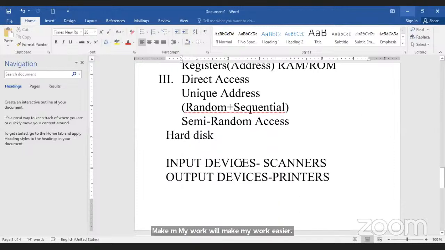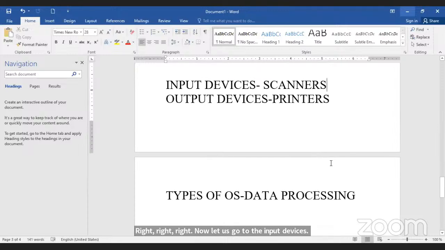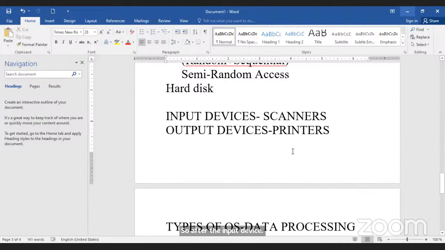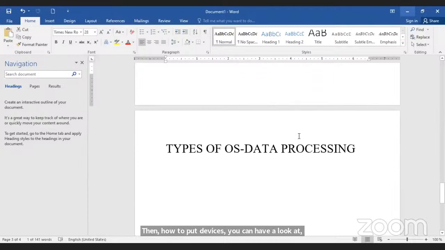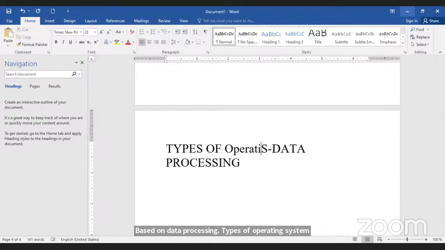Right. Now let us go to the input devices. After the input devices, we shall have a look at scanners. I'm just going to give you a summary. Then output devices, we shall have a look at printers. Then we shall have a look at the types of operating system based on data processing. So I'm trying to push the syllabus.